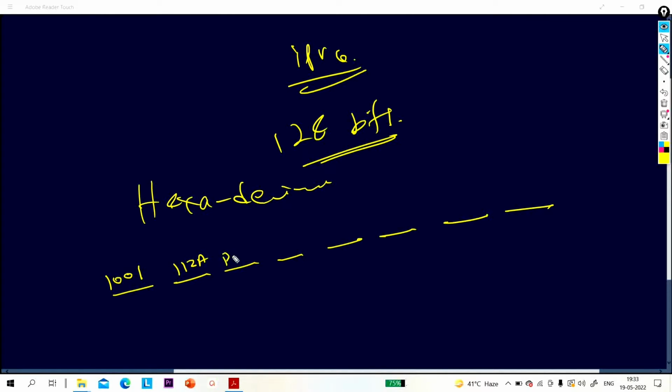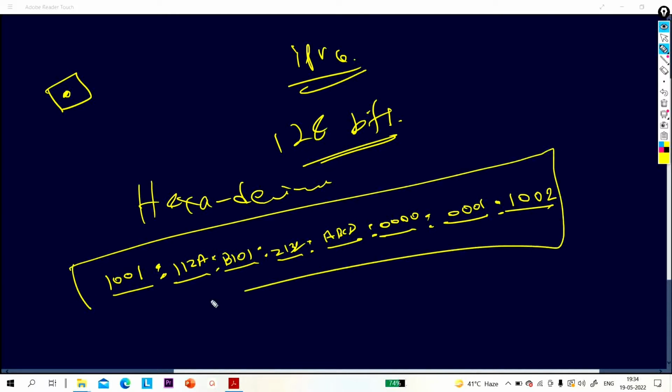Like B101, 2132, ABCD, 0000, 0001, 1002, right? And in IPv4 we separate fields by dot. That's why we represent IPv4 in dotted decimal. But in IPv6 we separate fields with colon, right? With colon. So here every field will be separated by colon. So you can see this is my IPv6 address.